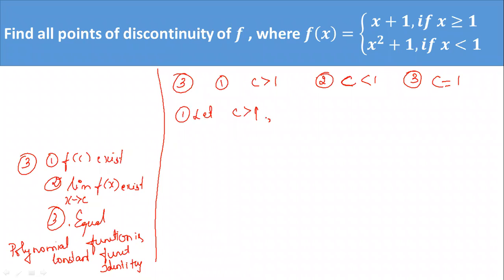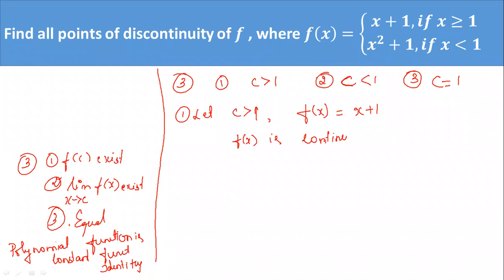So here, the first case: let C be greater than 1. Then what is f of x? Which definition I have to use for f of x if C is greater than 1, the first one or the second one? The first one. So f of x is x plus 1. Isn't this a polynomial function? Yes. So you know that polynomial function is continuous. So directly you can write that f of x is continuous.